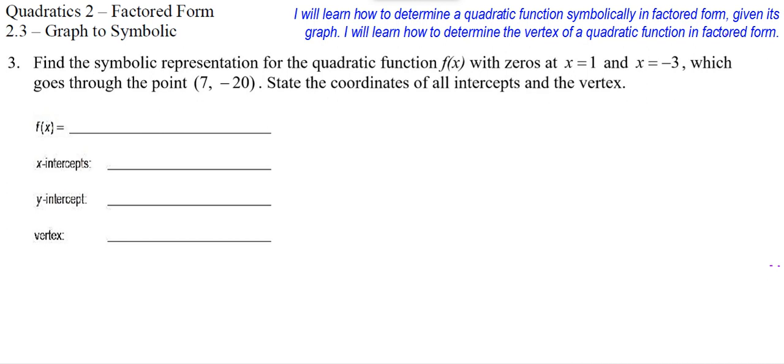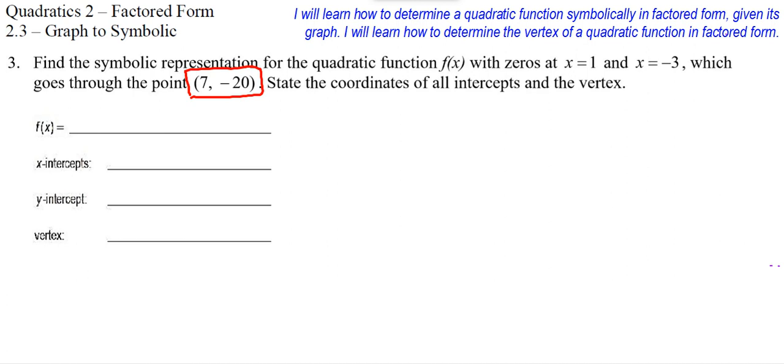Find the symbolic representation of the quadratic function with zeros at x equals 1 and x equals negative 3, which goes through the point (7, negative 20). State the coordinates of all intercepts and the vertex. Okay, here we have a big problem.